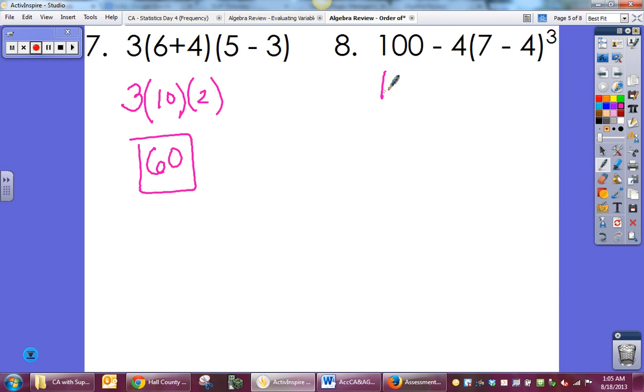Here I have some grouping symbols. I'm going to do that first. 7 minus 4 is 3.